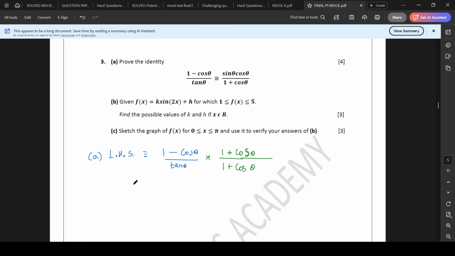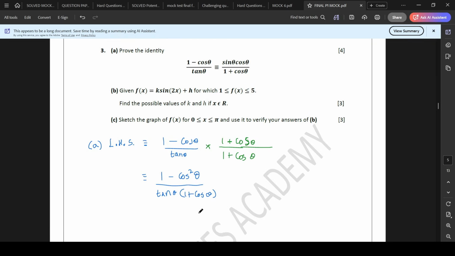Now this is the same as writing, on the top, it is a plus b, a minus b format. So what is 1 plus cos theta times 1 minus cos theta? It is a square minus b square. So it is 1 square minus cos square theta. 1 square is 1, cos square theta is cos square theta. And on the bottom you have tan theta, that is multiplied with 1 plus cos theta.